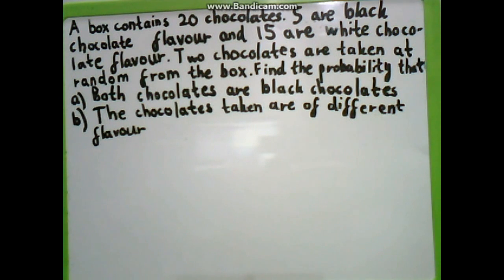Question number 3. A box contains 20 chocolates, 5 are black chocolate flavor and 15 are white chocolate flavor. 2 chocolates are taken at random from the box. Find the probability that A, both chocolates are black chocolates, and B, the chocolates taken are of different flavor.